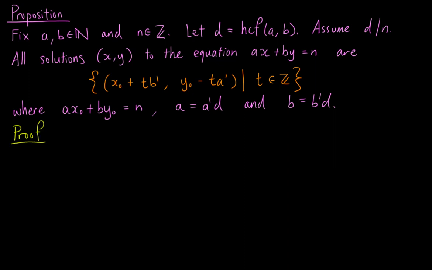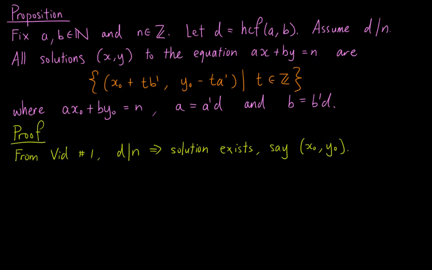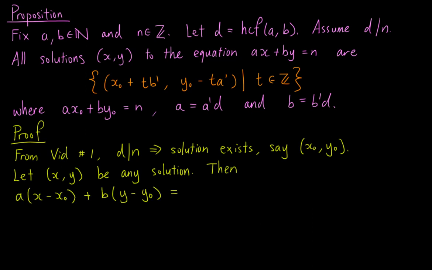To prove this result, we know from the first video that d divides n implies that a solution to the equation exists, say x0 and y0. Let x and y be any solution. Then a times (x minus x0) plus b times (y minus y0) equals (ax plus by) minus (ax0 plus by0), which equals n minus n, which equals 0.